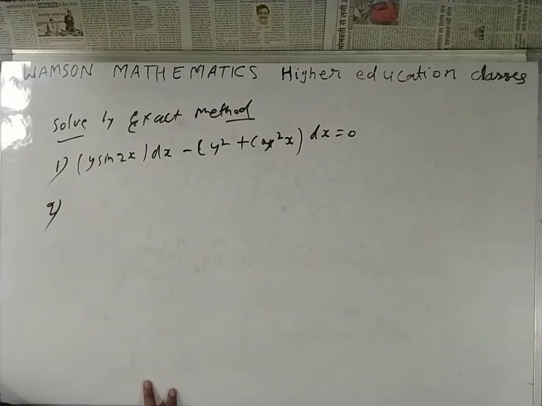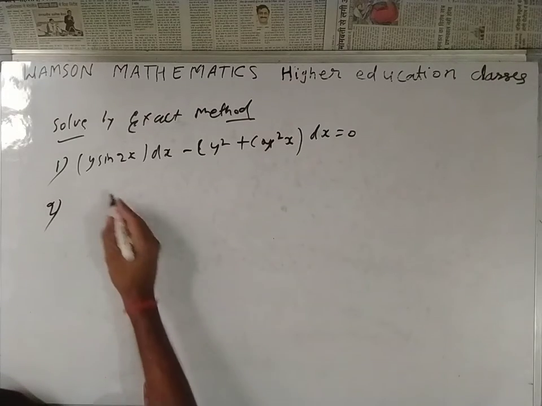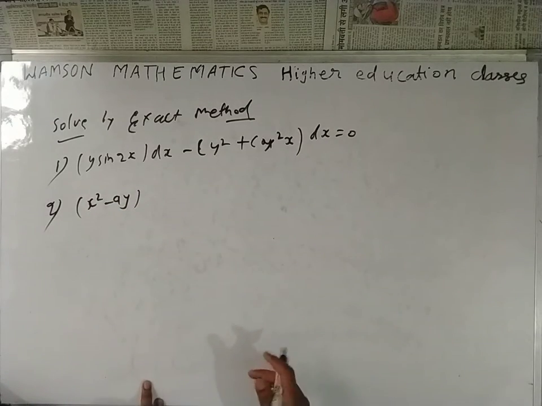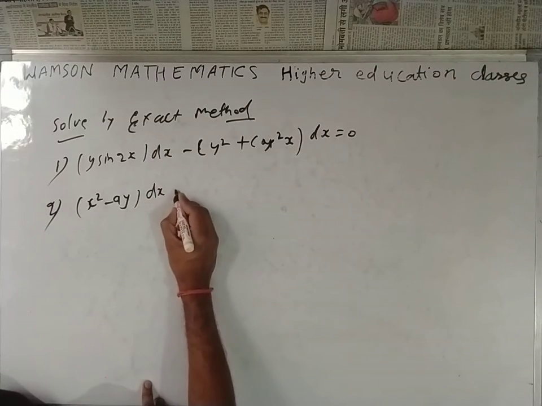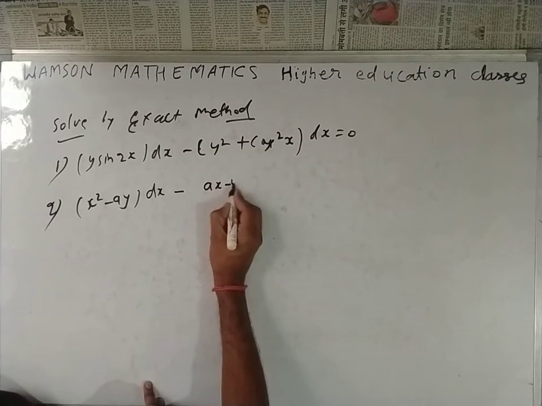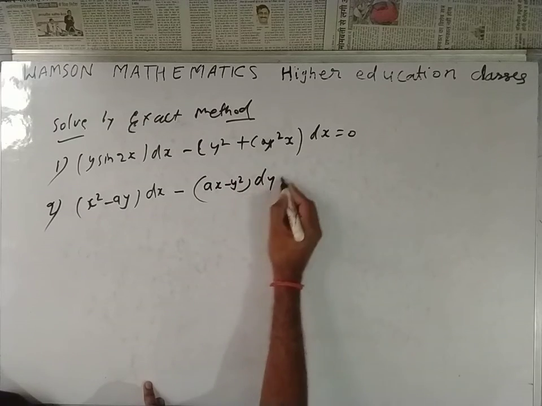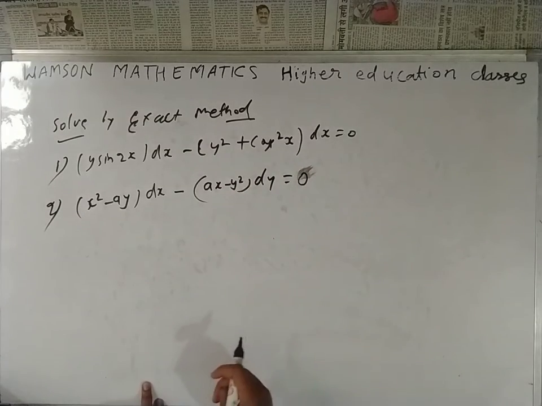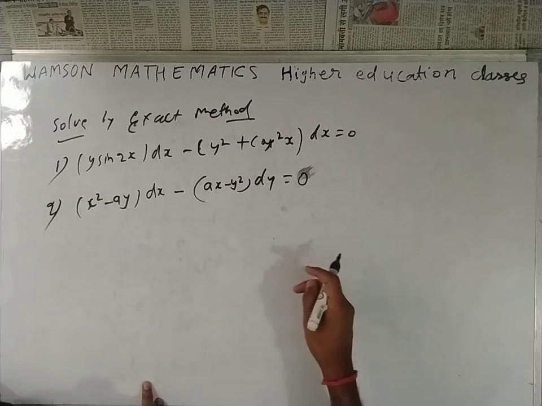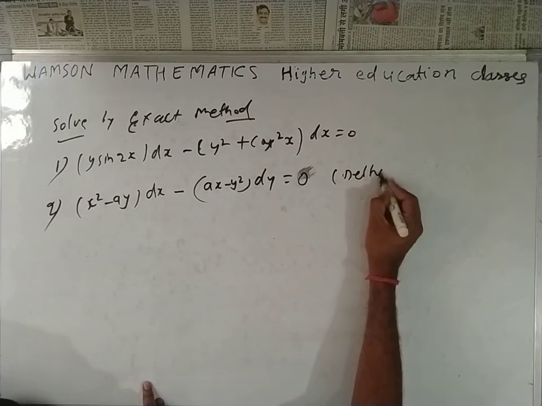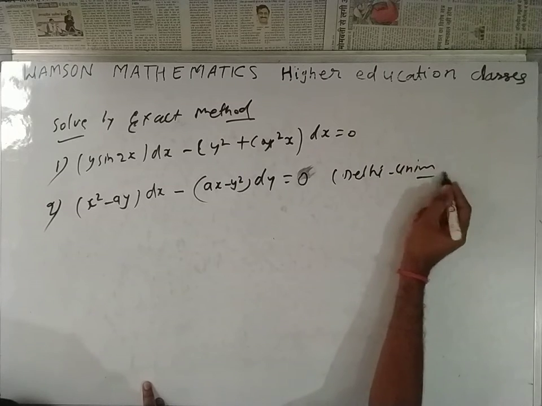Now the second problem is (x squared minus ay) dx minus (ax minus y squared) dy is equal to 0, which came in Delhi University mathematics.